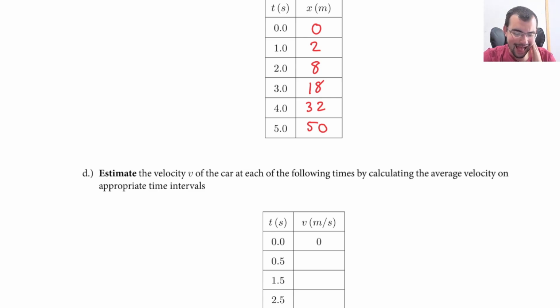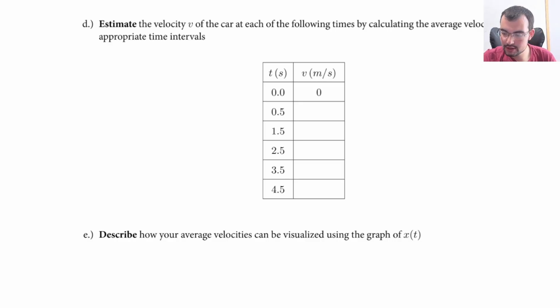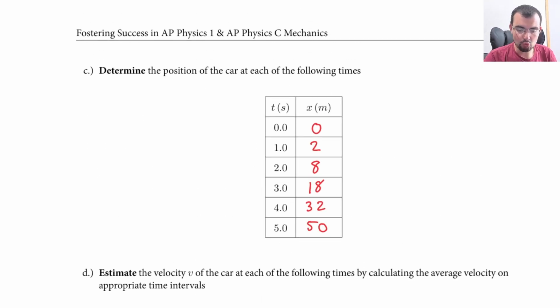All right, now we're going to estimate the velocity of the car by calculating the average velocity at relevant time intervals. So we've done this before. We've been saying that if you take the average velocity between 2 times, you're probably going to get a decent estimate for the velocity in the middle. So notice that our times don't match the table times, right? We're given 0.5, 1.5, 2.5.